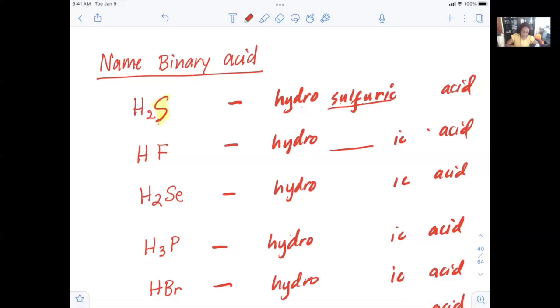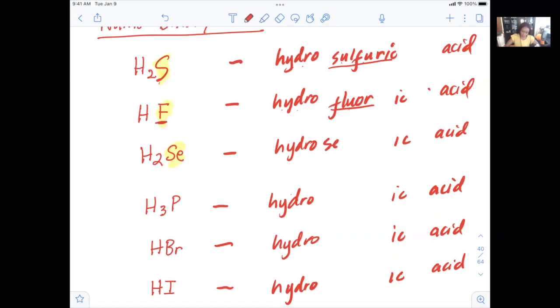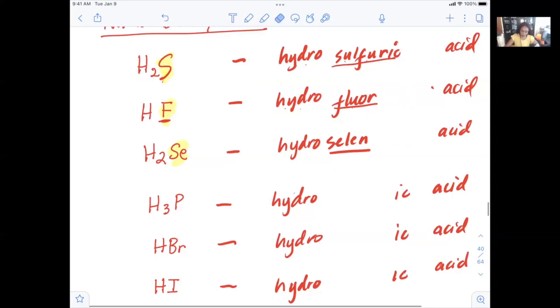Okay. And then this is the same one we used before. Same stem word, right? Fluor, hydrofluoric acid. And then this part, oops, I'm clicking on the wrong part. Selen. So hydroselenic acid. Let me move these closer so they look like one word. I was trying to make a point. That's why I wrote those ahead of time.